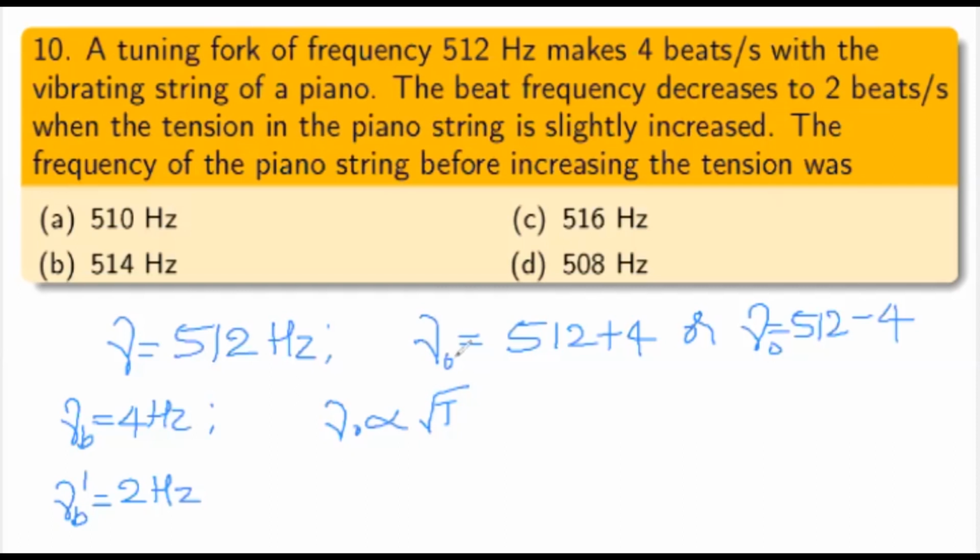Therefore, nu naught will increase from before. Therefore, the difference between 512 and the new frequency of the piano string is smaller, that is 2 beats. Since the difference between them is decreased, the piano string had the frequency earlier as nu naught equals 508. So initially the difference was 512 minus 508, which is 4. Now by increasing the tension in that piano, this frequency 508 is increased to 510. So only 2 beats are produced. So option D is correct.